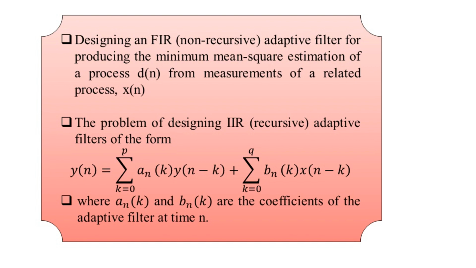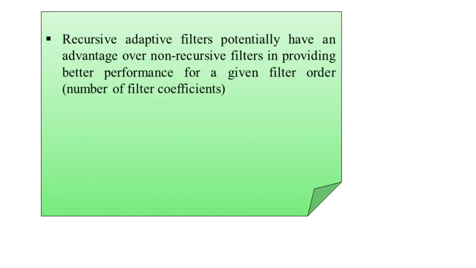Now, as with linear shift invariant filters, which we can also call the non-adaptive type, recursive adaptive filters potentially have an advantage over non-recursive filters in providing better performance for a given filter order. Filter order is nothing but the number of filter coefficients, generally denoted by small p or small q. However, with the adaptive recursive filter, there are potential instability problems that may affect the convergence time as well as the general numerical sensitivity of the filter.